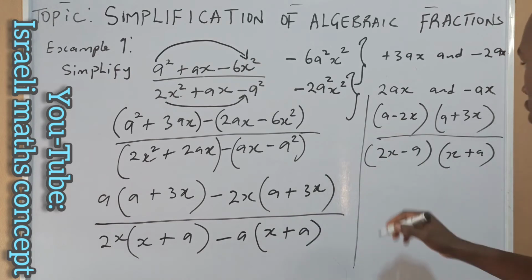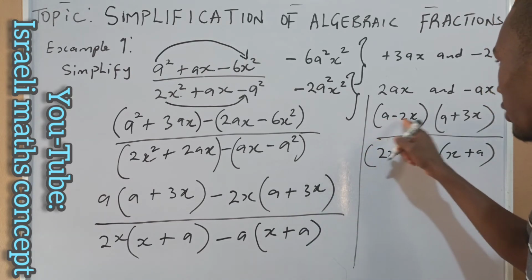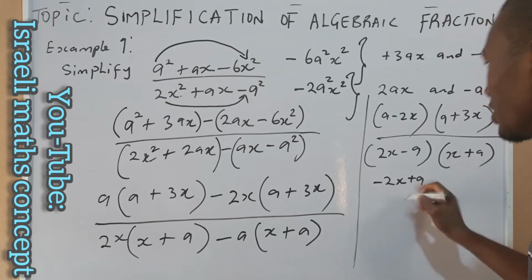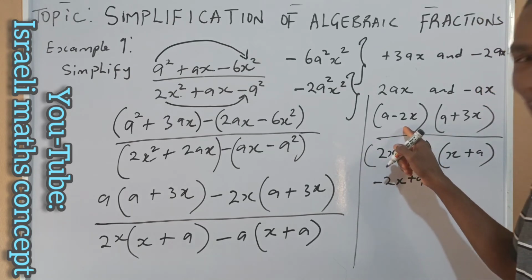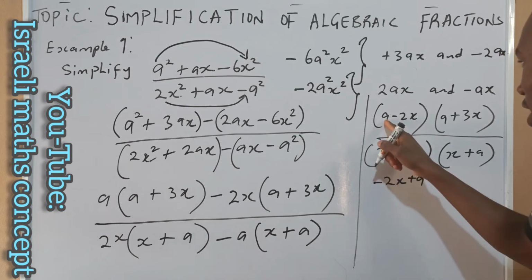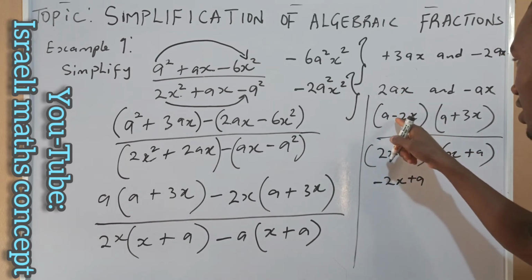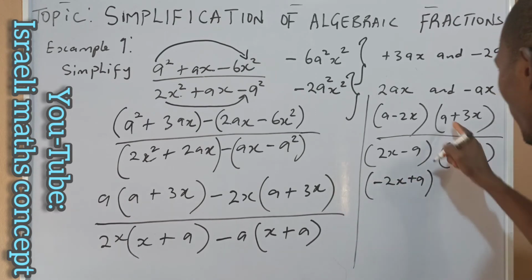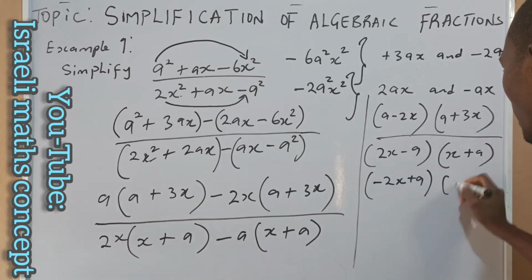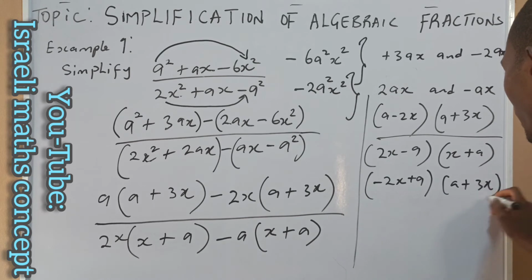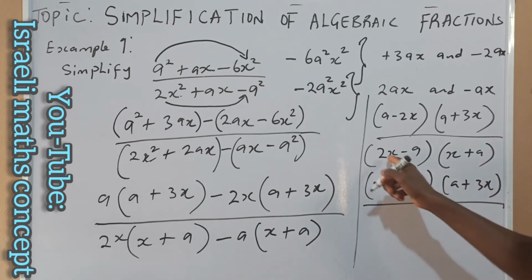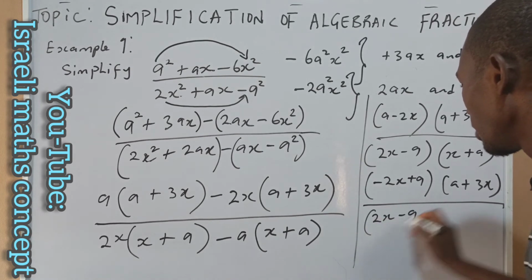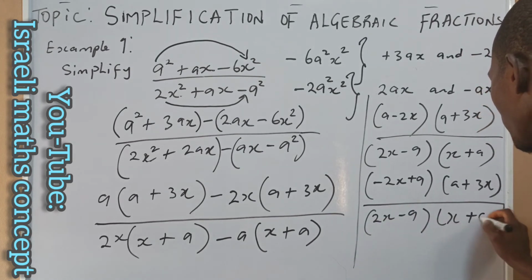And how do we rearrange it? We can say that a minus 2x is the same thing as minus 2x plus a. Remember that addition is commutative. So a minus 2x is the same thing as saying minus 2x plus a. All in bracket, we also have a plus 3x, all over. Then coming to this also, we now have 2x minus a, all in bracket, x plus a.